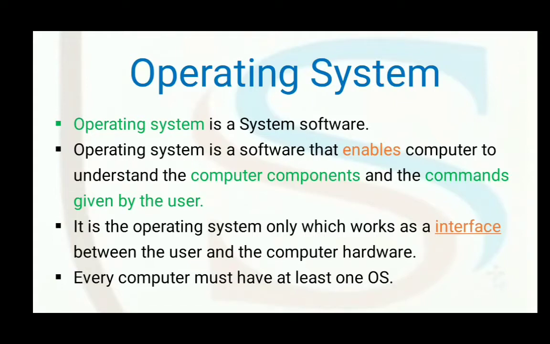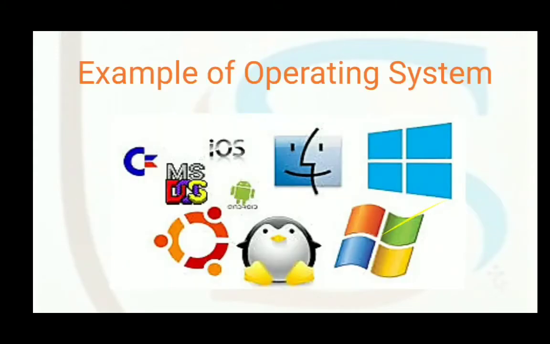Every computer must have at least one OS. OS means operating system. OS is the short form of operating system. So it is compulsory for each and every computer to have at least one operating system present in it. These are examples of operating system. MS-DOS, Android, iOS, Windows, Linux, Unix, these are all examples of operating system. The logos which you are able to see on the screen are basically the logos of the operating system.